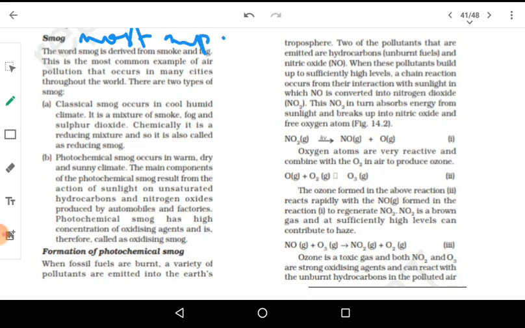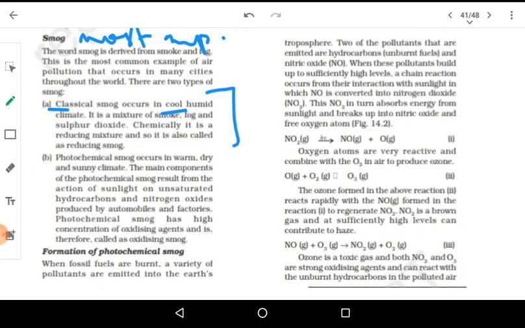Smog is a combination of smoke and fog, and this is the most common example of air pollution that occurs in many cities throughout the world. There are two types of smog. The first one is known as classical smog, so remember C for C. Classical smog occurs in cold and humid climate, and it is a mixture of smoke, fog, and sulfur dioxide. So we can say it is a reducing mixture, and hence it is also a reducing smog.